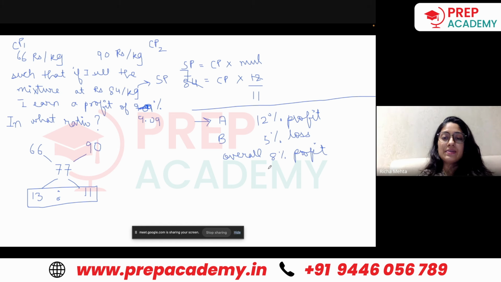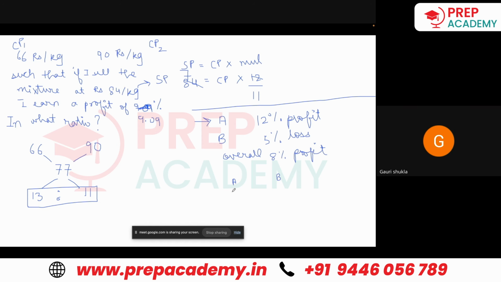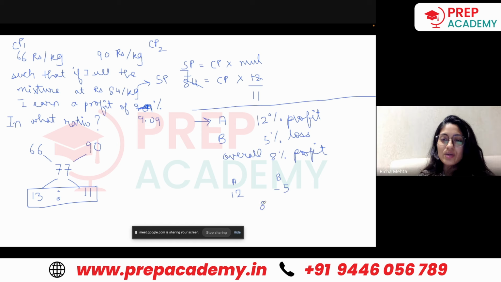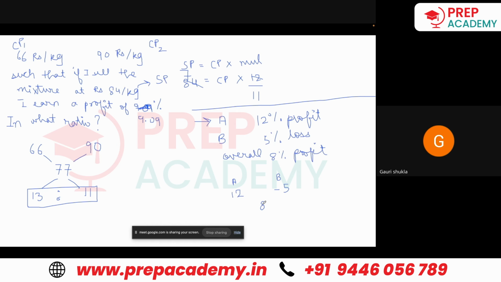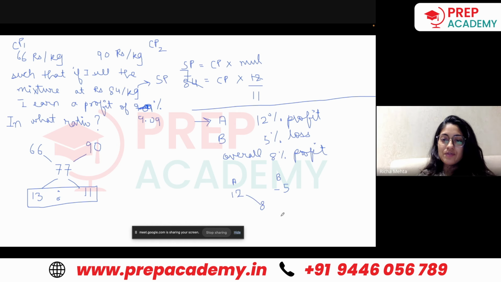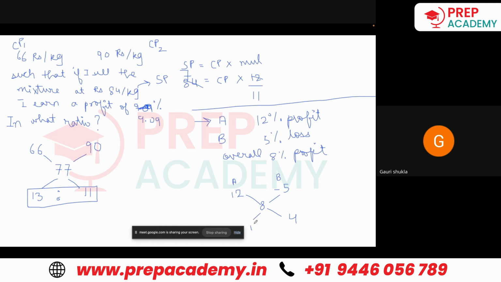How will I write it? Three numbers. They are all profit. Can we mention it like 12%, 5%, and in between 8%? Did we understand why? Yes. The difference here will be 4. What will be the difference here? 13.